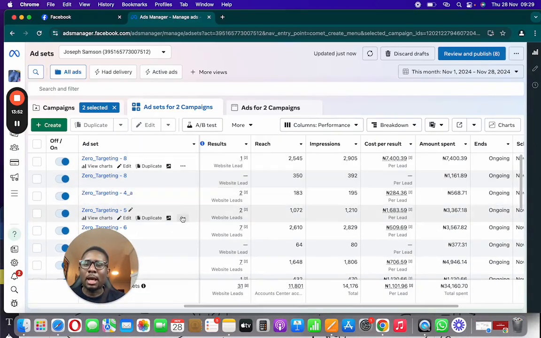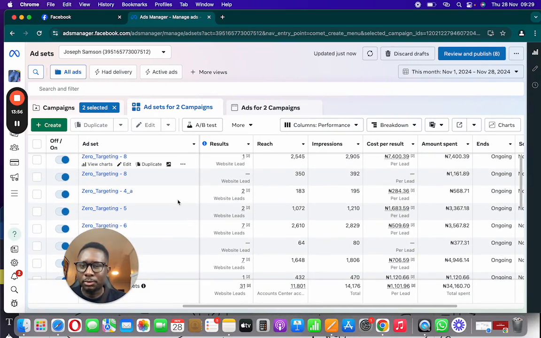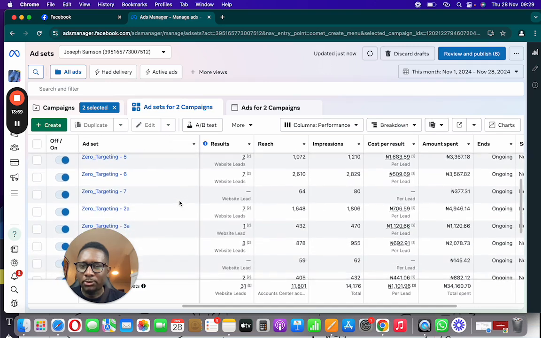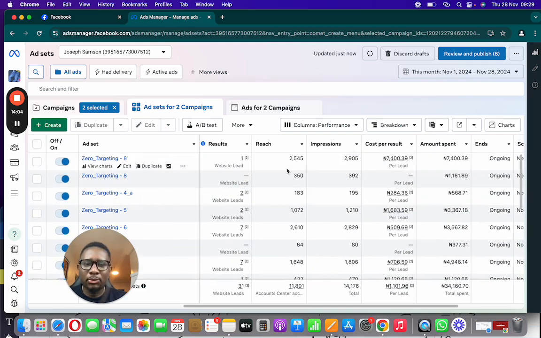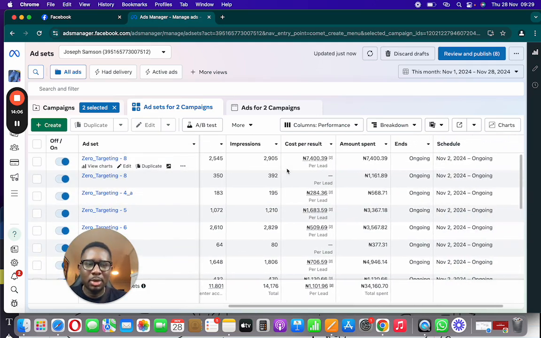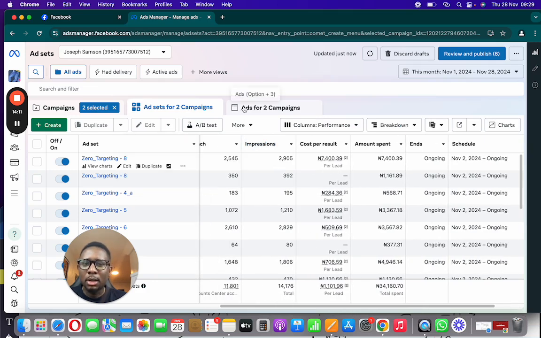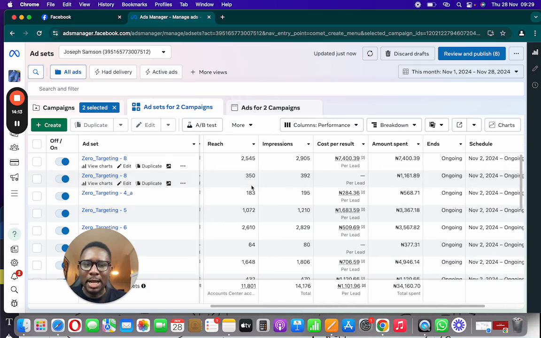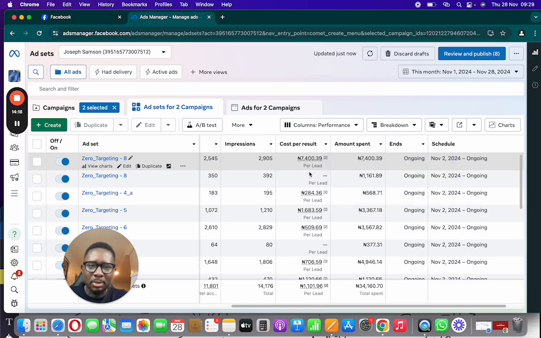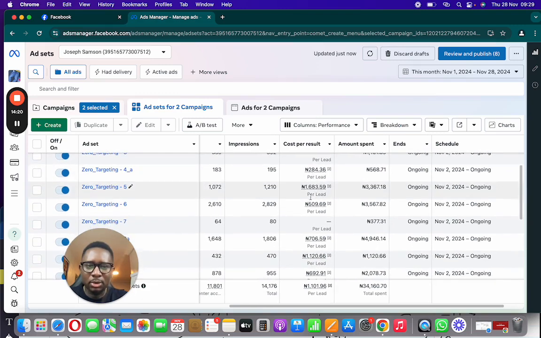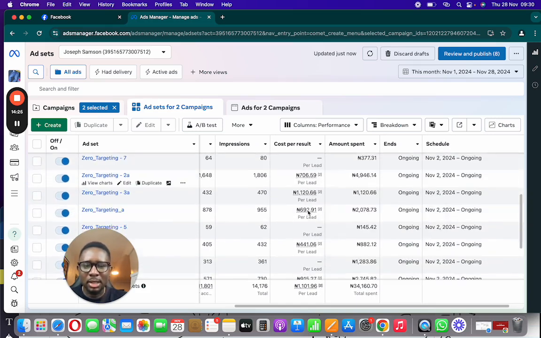Now, here are different ads that I ran. I ran tests on 1, 2, 3, 4, 5, 6. There are more than 10, right? And what I was looking out for was the one that got the best clicks at a very good price. Okay, let me show you. So these are the ad sets, and as you can see, this one had 7,000 naira per lead. This was 284 naira per lead, 1,600 per lead, 500 per lead, 706 naira per lead, and all of that.